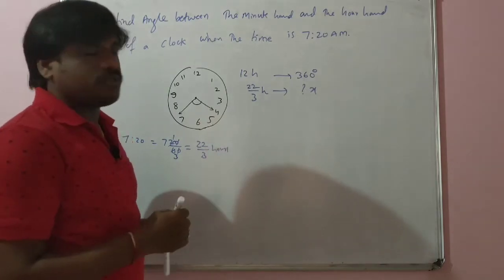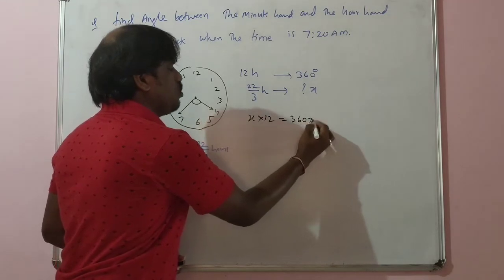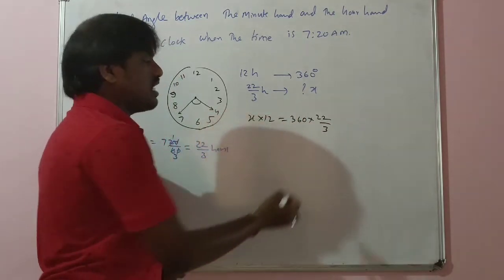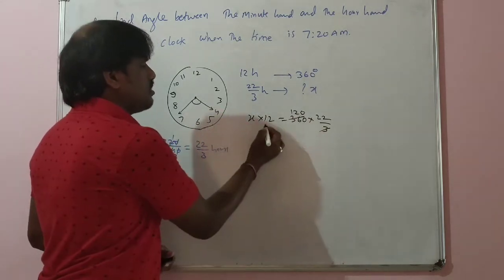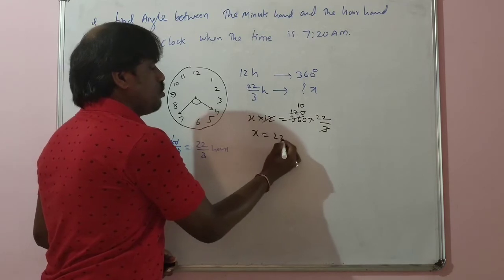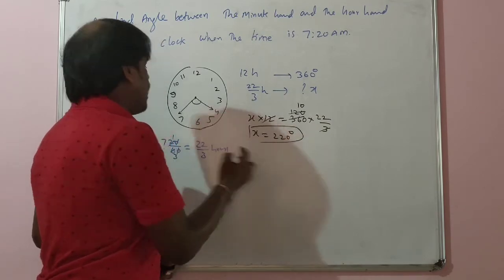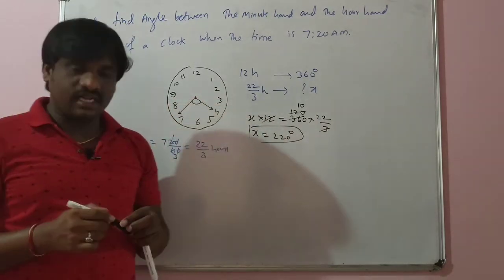So let us do the cross multiplication here. X into 12 is equal to 360 into 22 by 3. Let us cancel: 3 ones are 3, 3 twos are 6, 0. And you can cancel this 12 and this 10 times. So X is equal to 220 degrees. Means the hour hand at 7:20 is making 220 degrees.